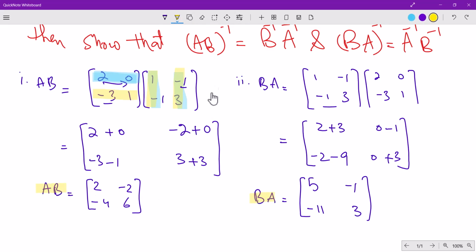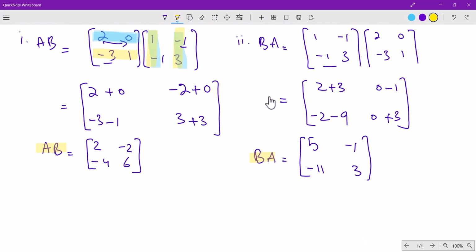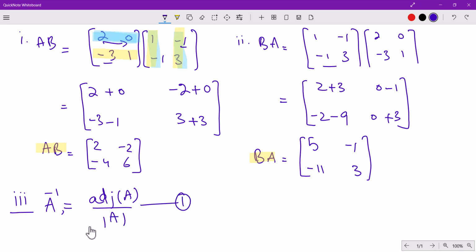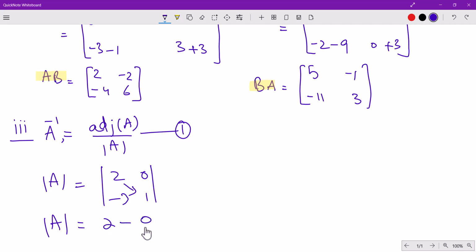Part number 3, find A inverse and B inverse. First, find A inverse, which is equal to adjoint of A divided by determinant of A. This is equation number 1. First we find the determinant of A, which is equal to [2, 0; -3, 1]. The determinant of A is equal to 2 minus 0, so the determinant of A is equal to 2.